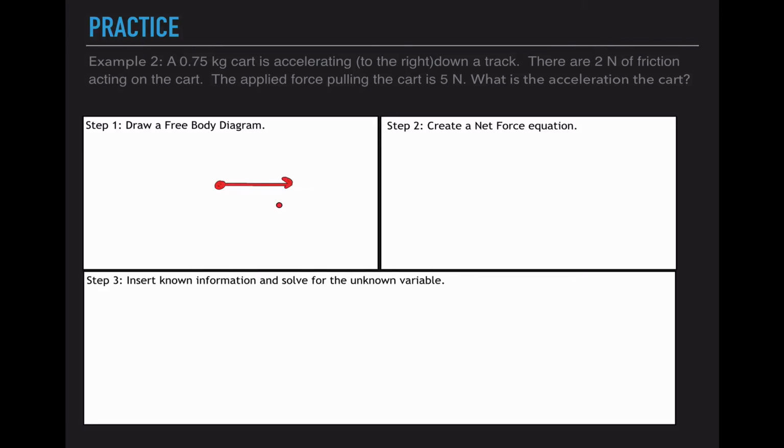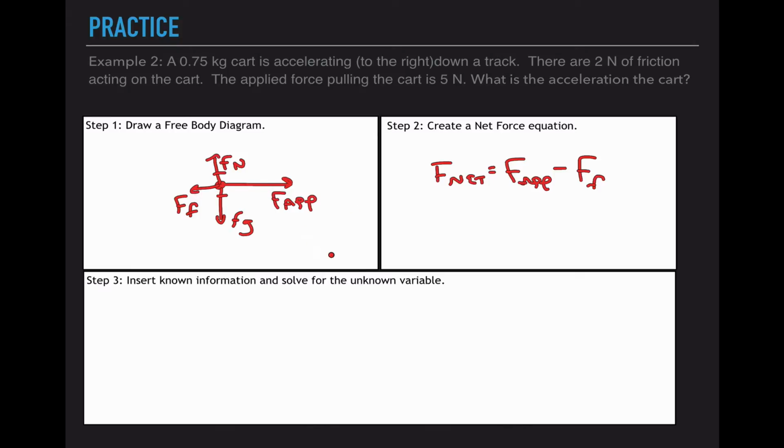So F applied going to the right, F friction going to the left but littler, F gravity going down, and F normal going up, and those are the same length. We have to create a net force equation. So F net is F applied because that is the positive direction, minus F friction. And those are subtracted because they're pointing in opposite directions. Now I'm going to take this equation and substitute one more thing.